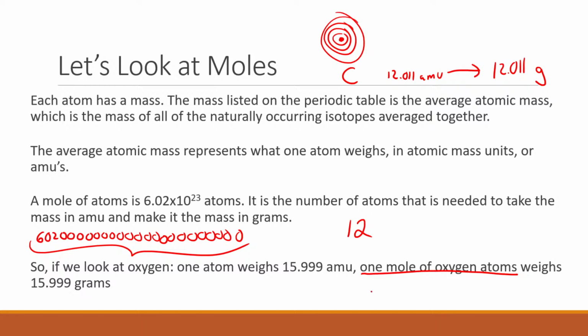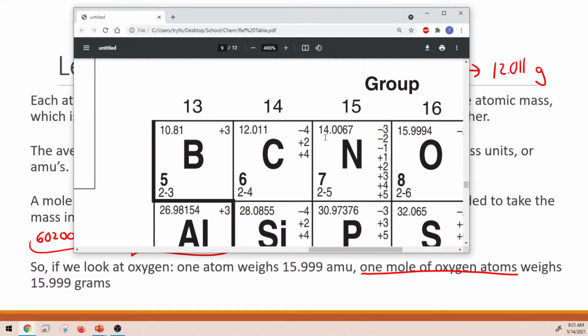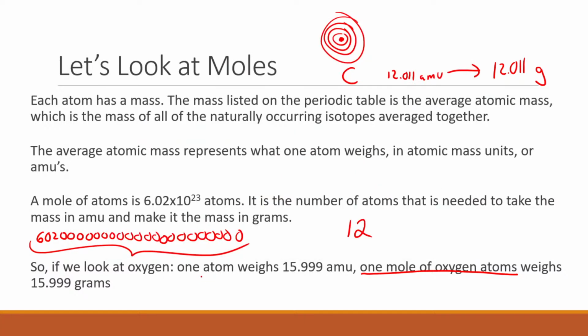A mole of any atom you look at matches what is shown on the table here. A mole of nitrogen weighs 14 grams. A mole of boron weighs 11 grams. Right, these numbers in the upper left-hand corner of the table represent both the mass of 1 atom and also the mass of 1 mole of atoms for that element.